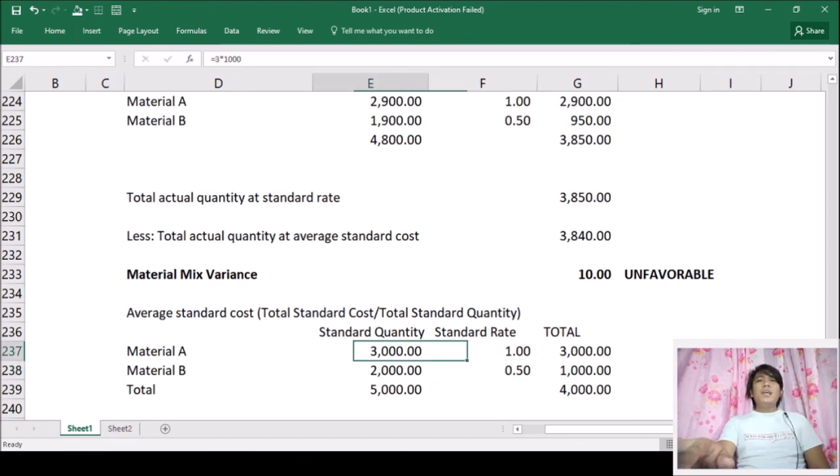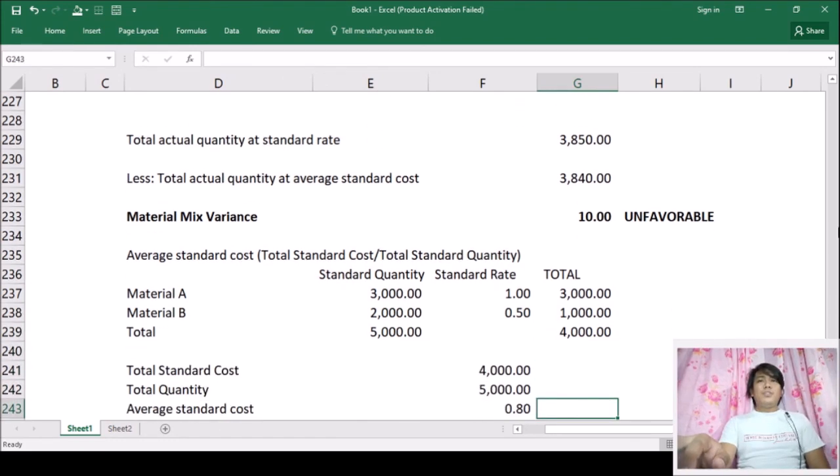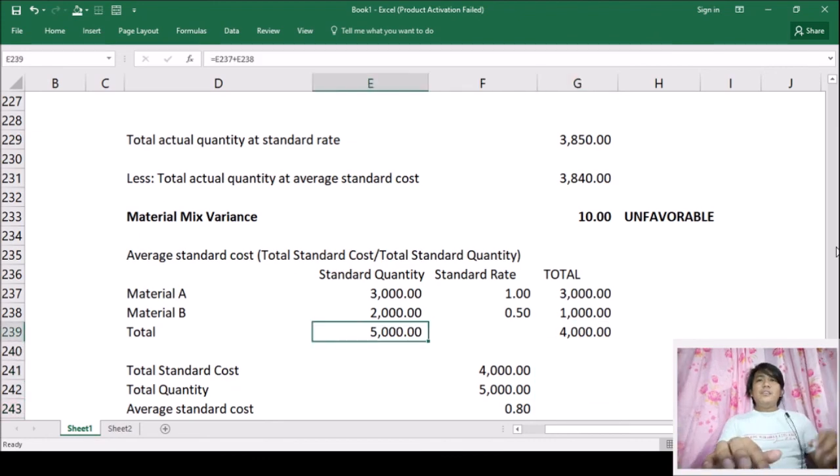So, multiply each. 3,000 times 1, that's 3,000. 2,000 times 0.5, that is 1,000. So, the total is 4,000. Okay? That is 4,000.